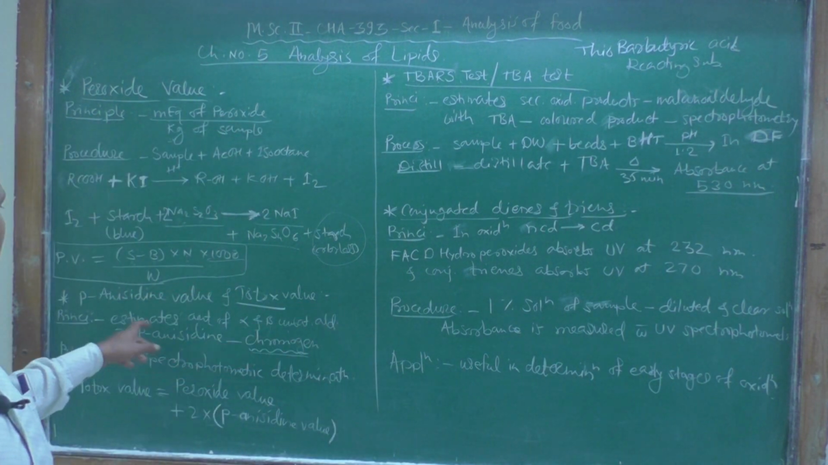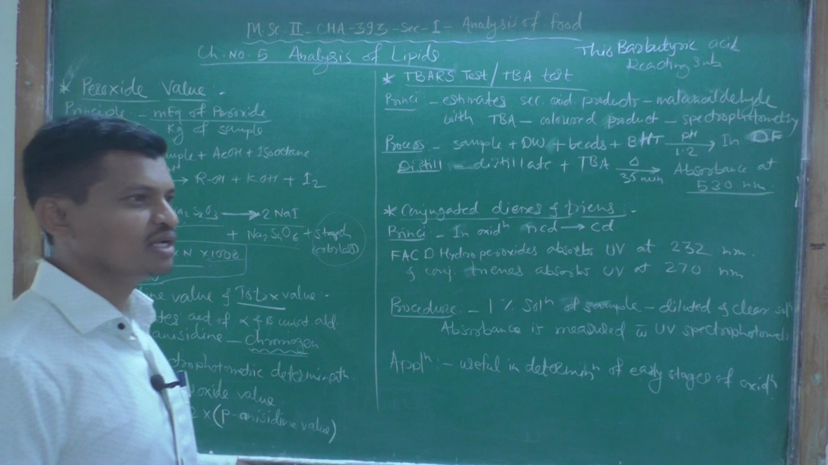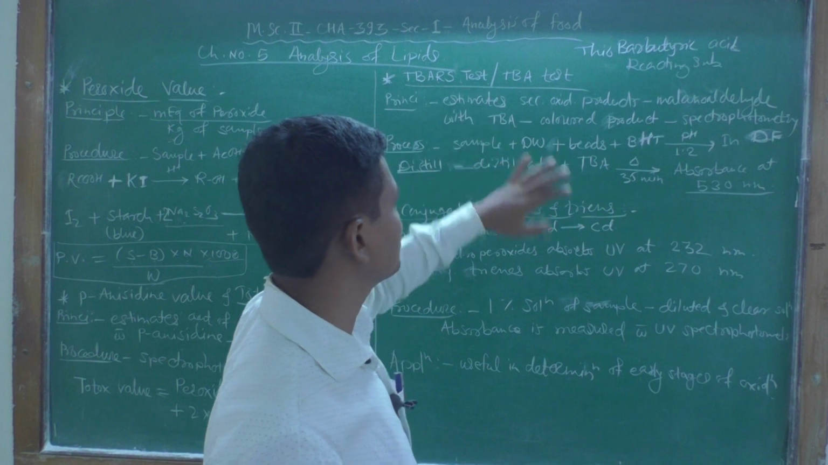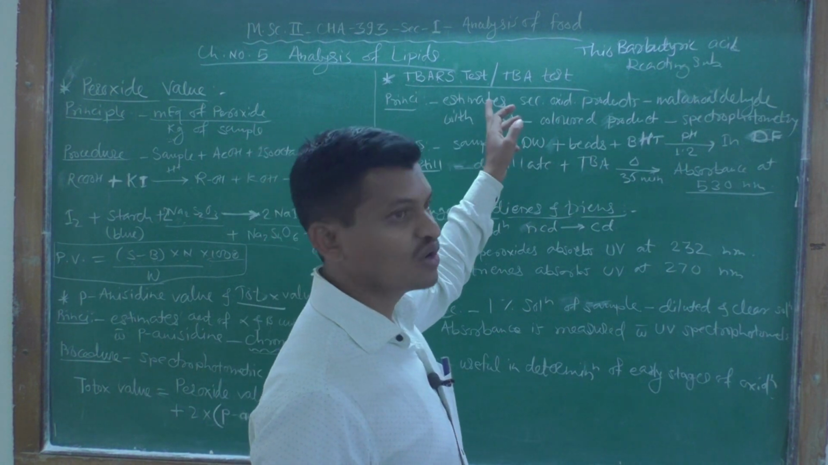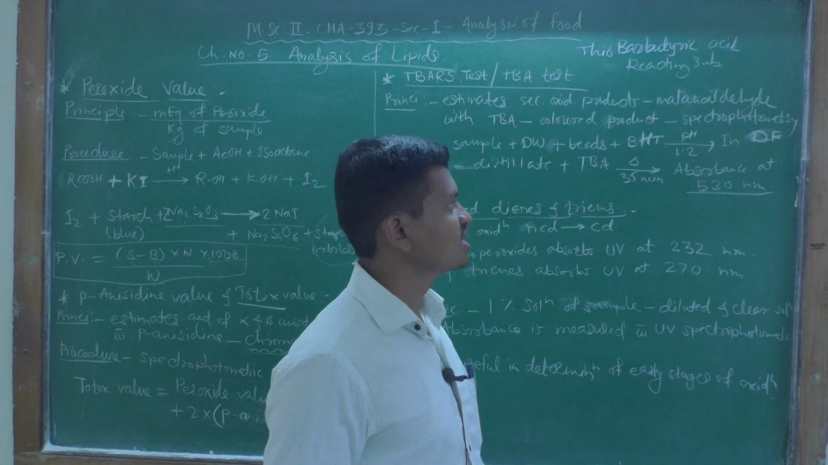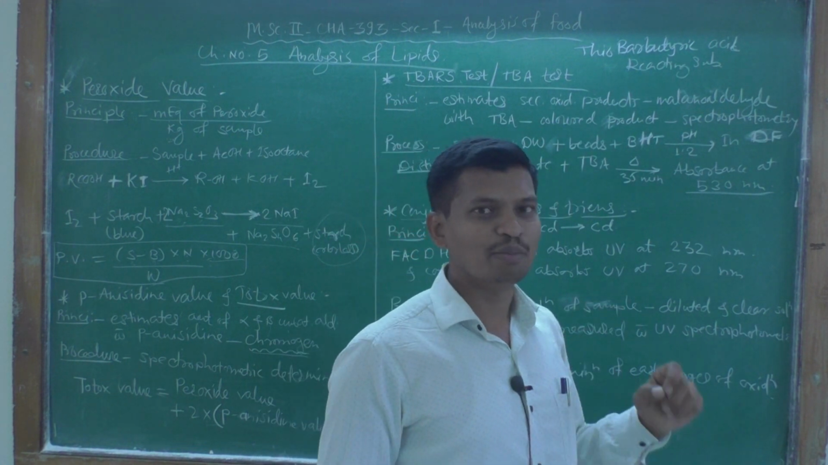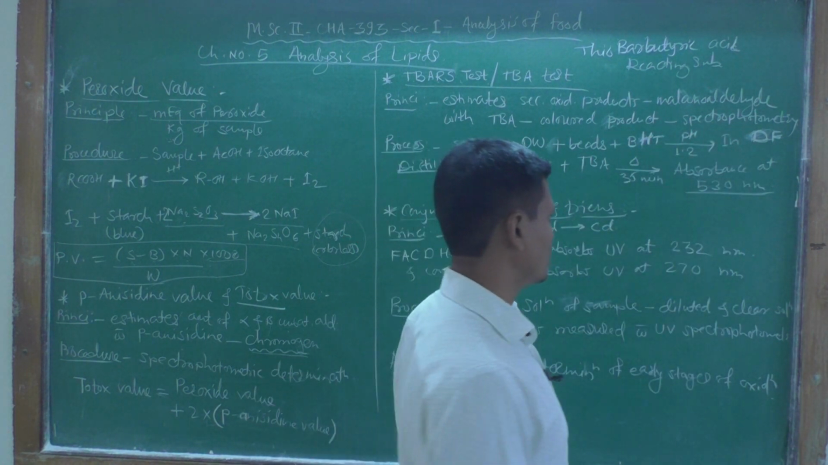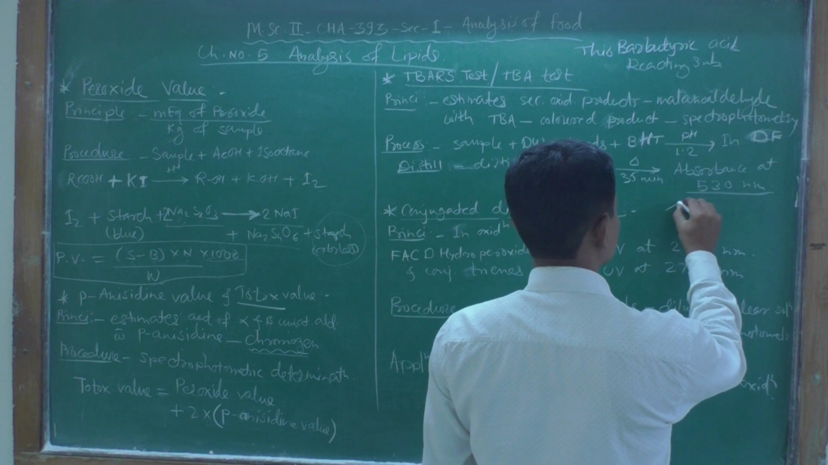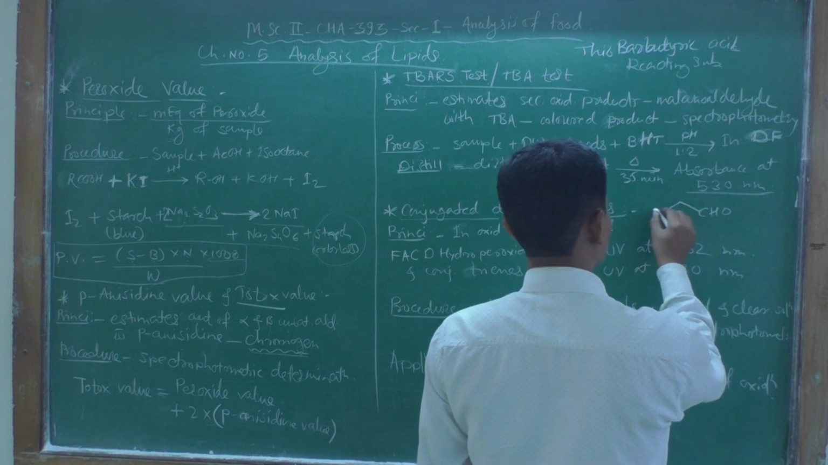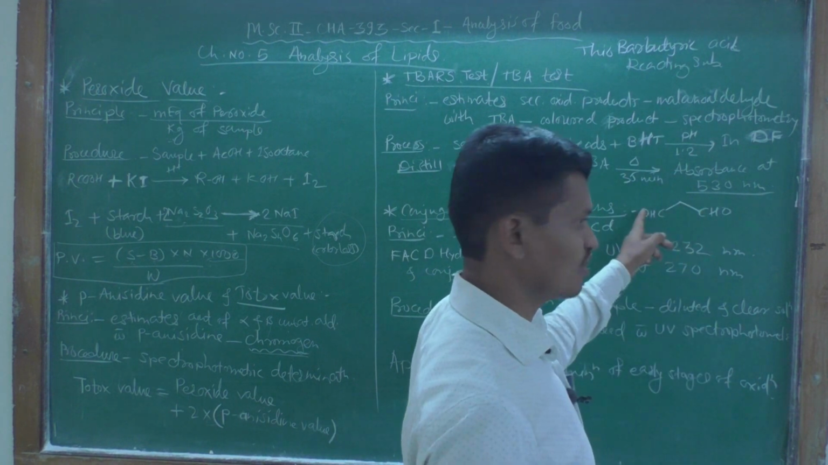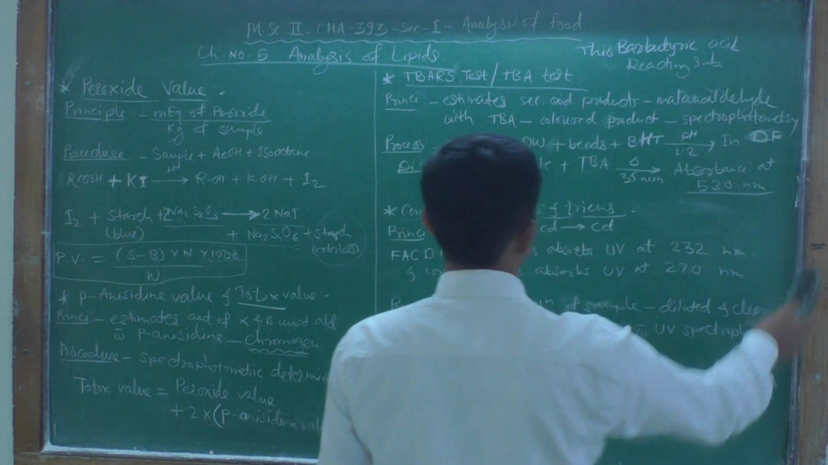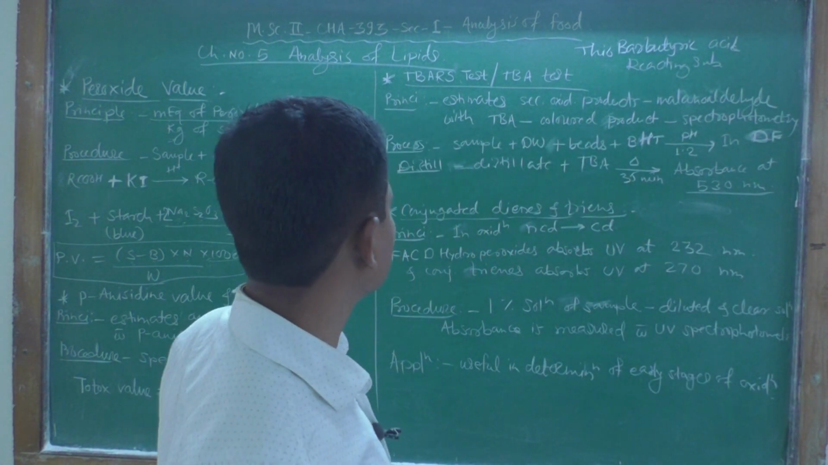So one of them is the p-anisidine value, which was also a determination of secondary oxidation products. In the same way, this T-bars and TBA test is also used for the estimation of secondary oxidation products, and here mainly we are determining malonaldehyde. This is malonaldehyde, the secondary oxidation product, and such malonaldehyde determination can be done by this TBA test.